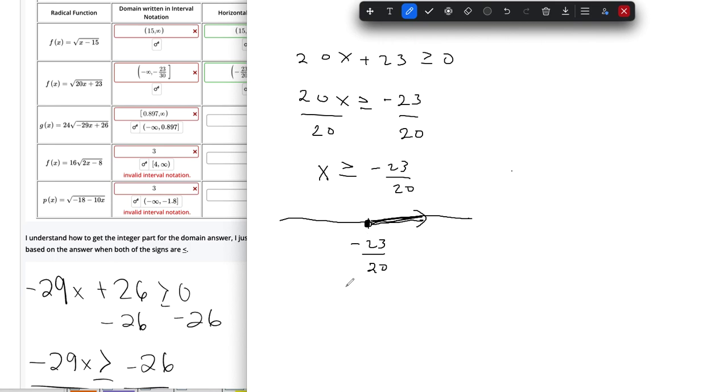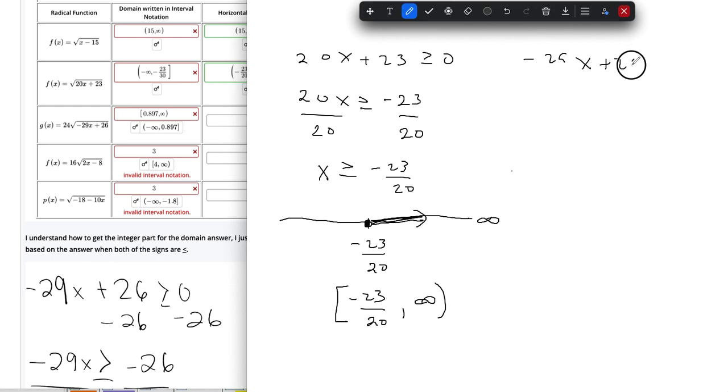When we go to write interval notation, we always start at the farthest left and then work to the farthest right. So in this case, the farthest left is this negative 23/20. That's where that bracket comes in because of the equals and the solid. Those all go together. And then out here lives infinity, so that goes to infinity. And infinity is always a parenthesis. So that's that one. This next one, I'm going to do the same thing as you right here.